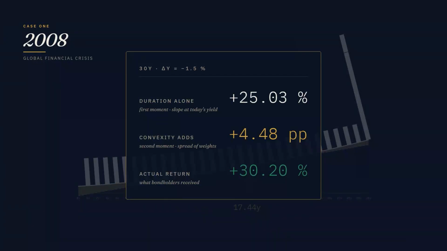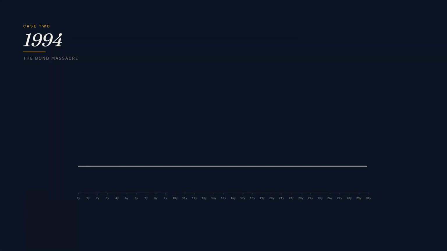In a year when nearly every other major asset class was crashing, long treasuries quietly gained about 30%, and most of the why, the part that duration alone couldn't account for, was the second moment of cash flows working in the holder's favor. Now run the same exercise the other direction with 1994.